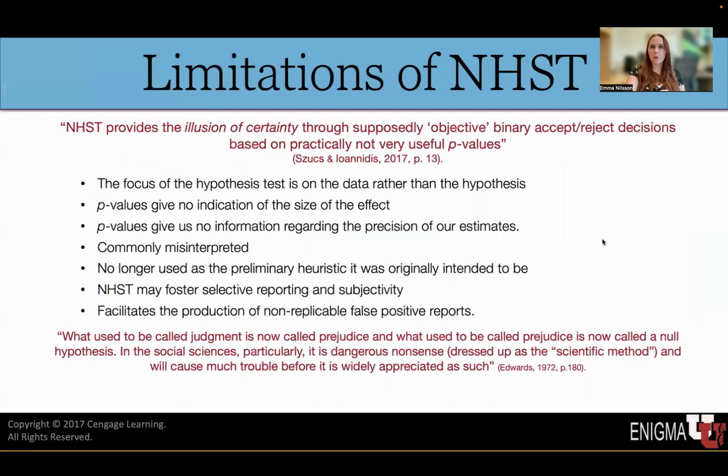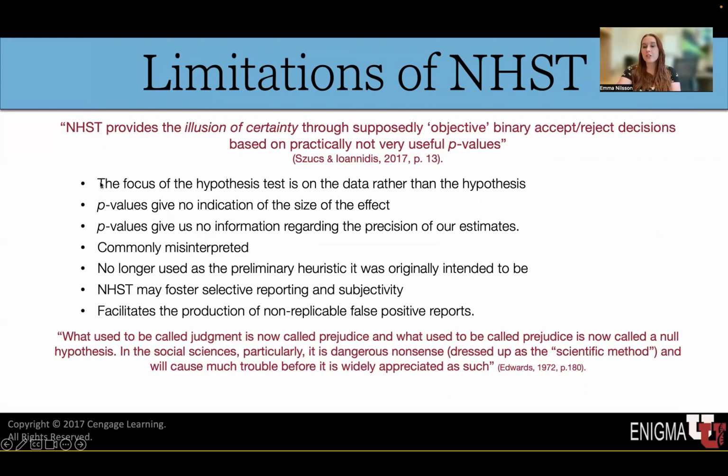And then before we take a break and go to the next lecture, let's just talk about some of the limitations of null hypothesis significance testing. I really like this quote up here. We'll look at this paper in a second, but it says null hypothesis significance testing provides the illusion of certainty through supposedly objective binary accept or reject decisions that are based on practically not very useful p-values. And that basically summarizes this whole page. Let's go into some of these bullets really quick though.